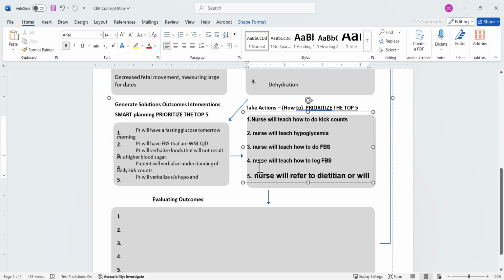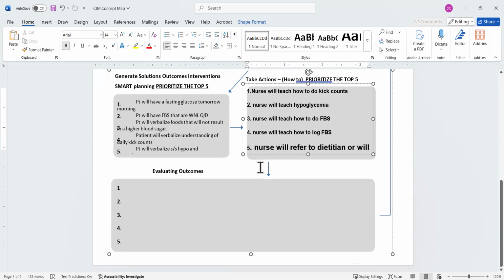You want to go from the most acute to the least acute, or, ABCD, airway, breathing, circulation, disability, Maslow's hierarchy of needs, acute before chronic, and so forth. And I hope that you got some of that information in level one. So once we do our actions, when we take actions, then we have to make sure that those actions worked.